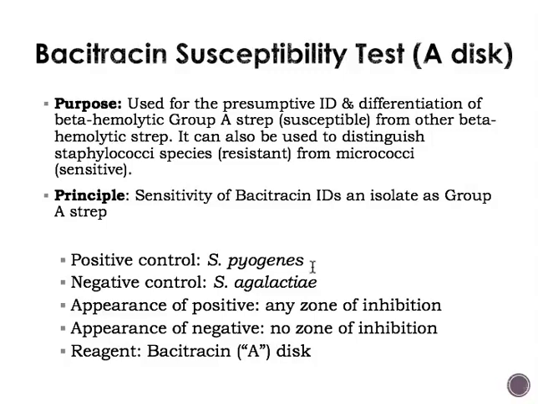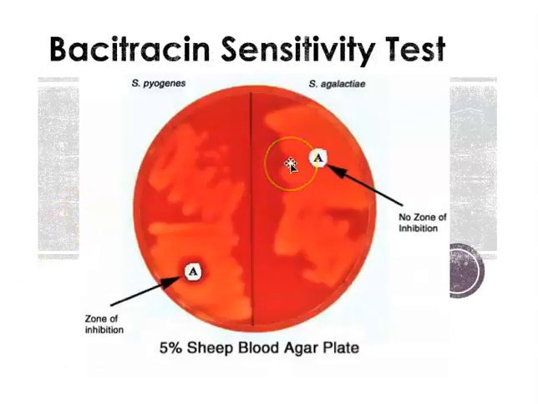This is one of those disc tests where any size zone of inhibition is considered a positive result for the identification of group A strep. No zone of inhibition, or the organism growing all the way up to the disc, is considered a negative. So you can see right here around the A disc is that little thin zone of no growth. All of this that looks kind of yellowish or lighter, because it's beta hemolytic, is the organism.